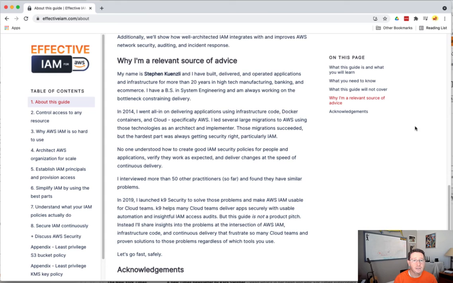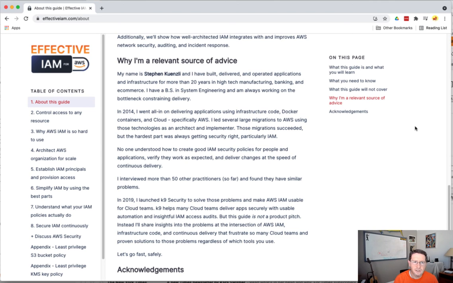My name is Stephen Kensley, and I've built, delivered, and operated applications and infrastructure for more than 20 years in high-tech manufacturing, banking, and e-commerce. I have a bachelor's in systems engineering, and I'm always working on the bottleneck constraining delivery. In 2014, I went all in on delivering applications using infrastructure code, Docker containers, and cloud, specifically AWS. I led several large migrations to AWS using those technologies as an architect and implementer.